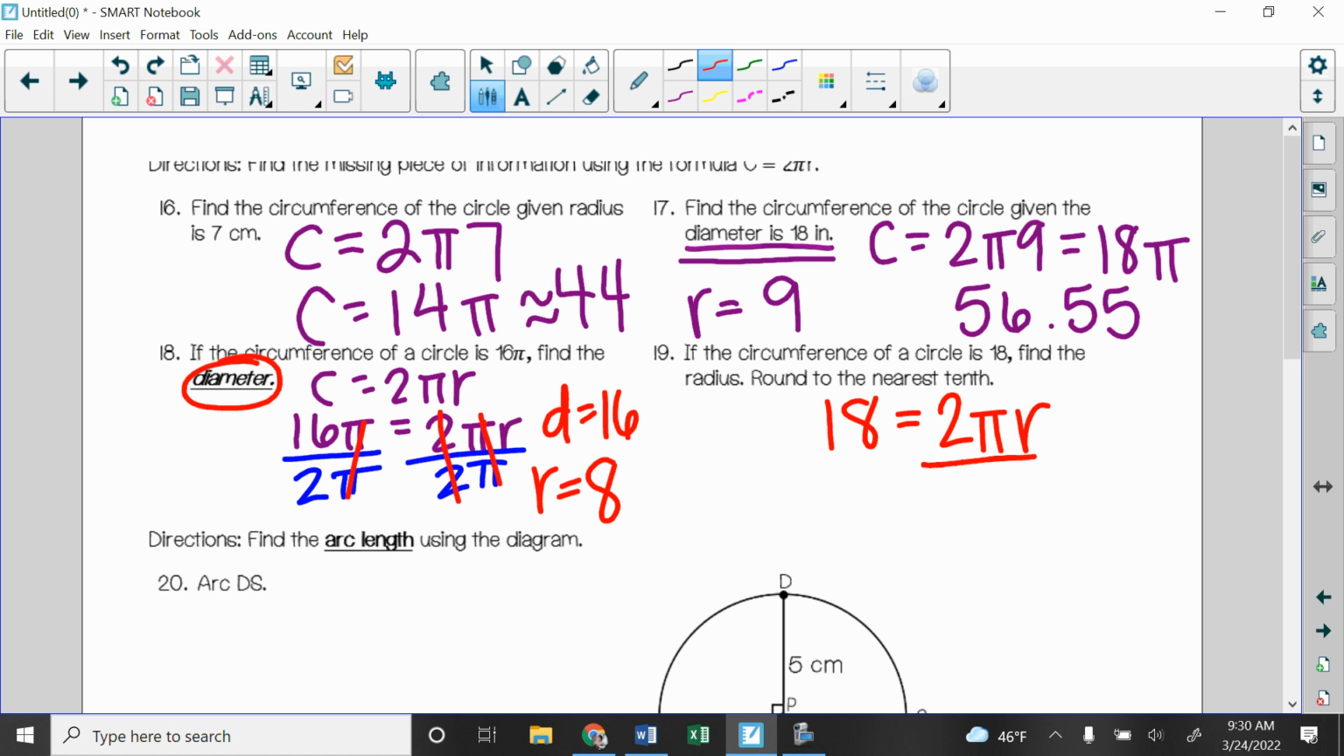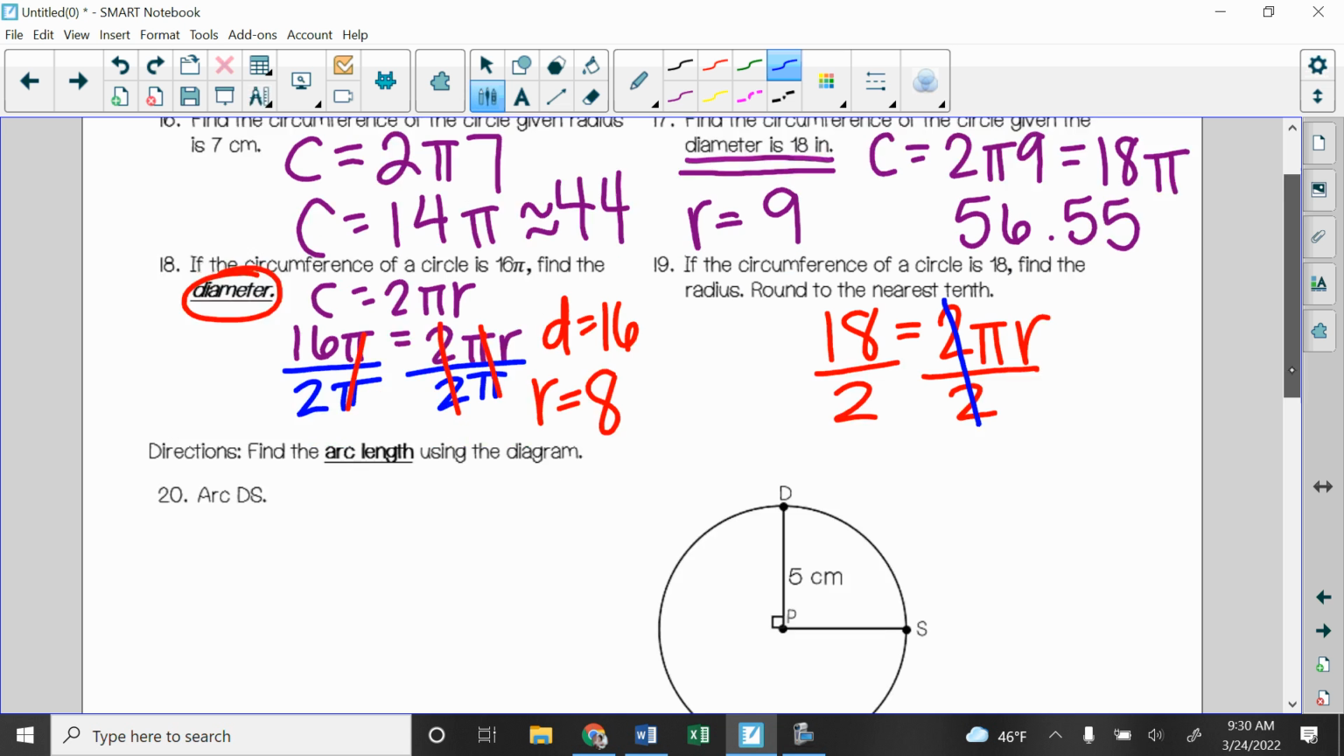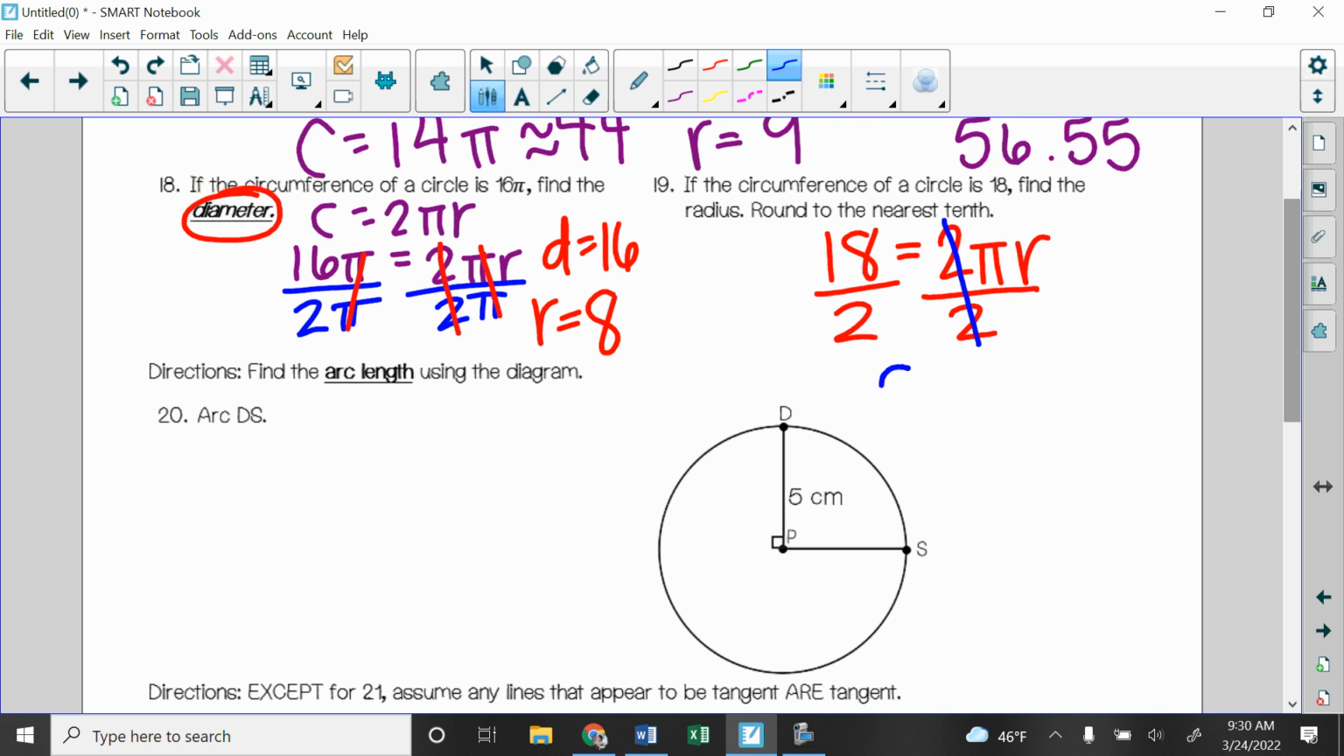So I'm going to start by just dividing by 2. Can you see how I could do that, right? Divide both sides by 2. That cancels out my 2's here. That leaves me with 18 divided by 2, which is 9. Are you guys still good? And then I still have pi times radius here. Now what would you do?